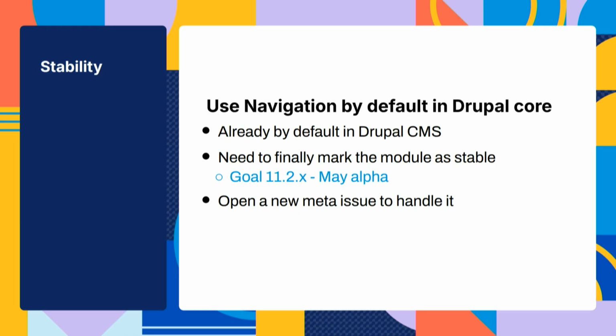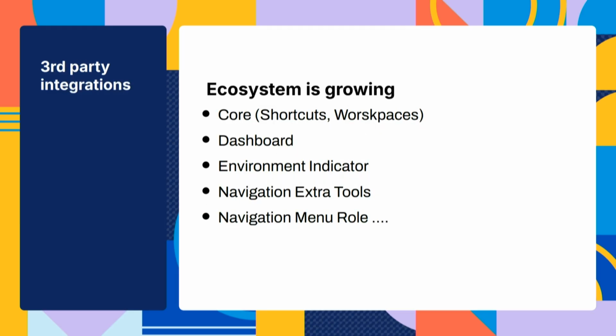And then open a new meta issue to handle it once we have the module stable, because you can imagine the amount of things that need to be done to replace the current toolbar. So you need to create many issues for modules, to disable the other module, to enable this module by default, upgrade paths, etc. So that will be fun, but I hope that will be there by 11.2.